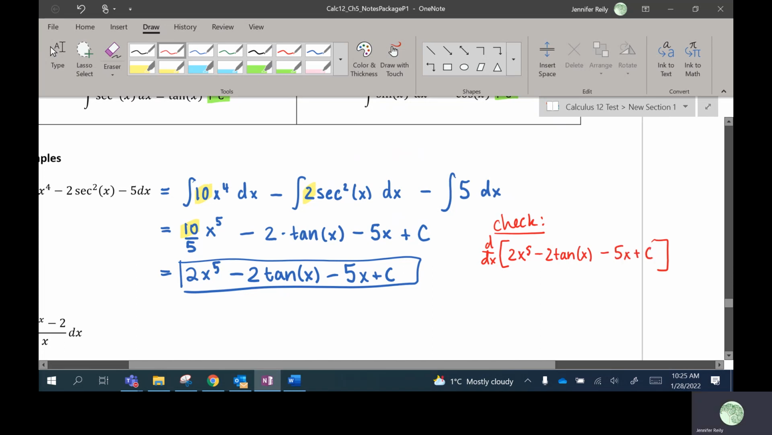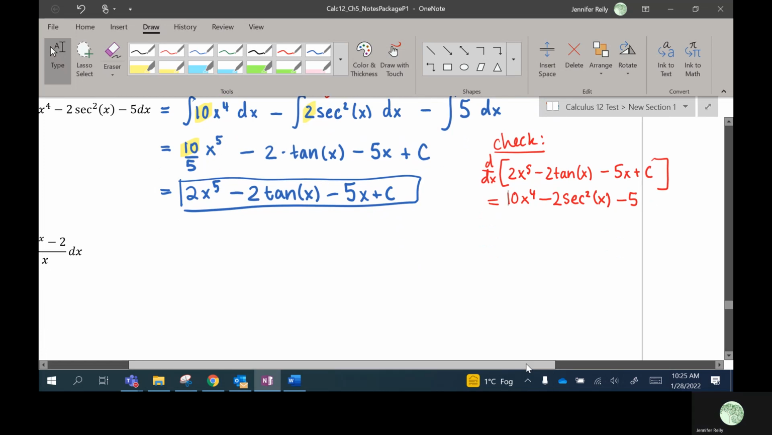The derivative of 2x to the power of 5 would be 10x to the power of 4. Yep, that matches the first one. Derivative of 2 tan x would be 2 secant squared x. Yep, that matches the second one. And the derivative of 5x would be 5. Yep, and then the derivative of c would be 0. Cool, so it does match. So always, always, always do that check, especially on a test. It's easy to get mixed up between derivatives and antiderivatives, and sometimes you make a little silly error here or there, and you want to avoid those. So always do a check.